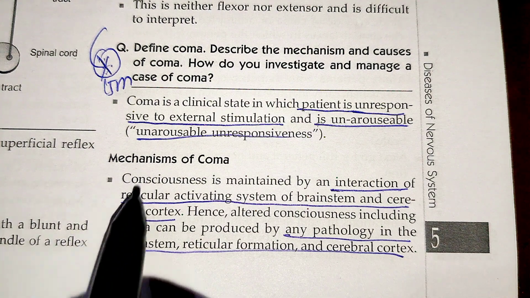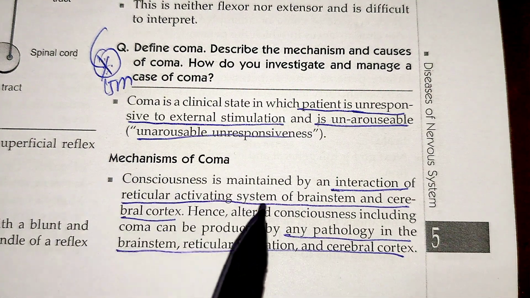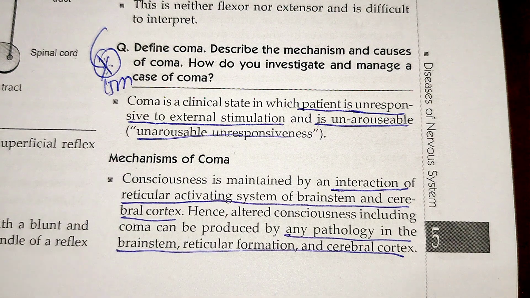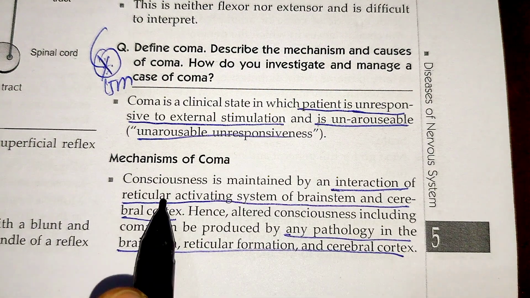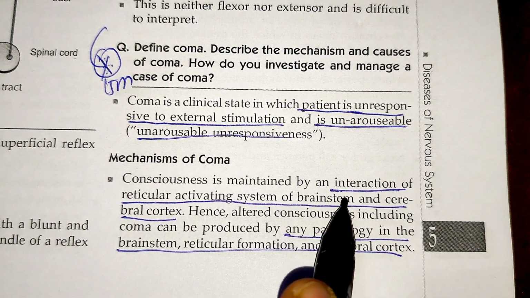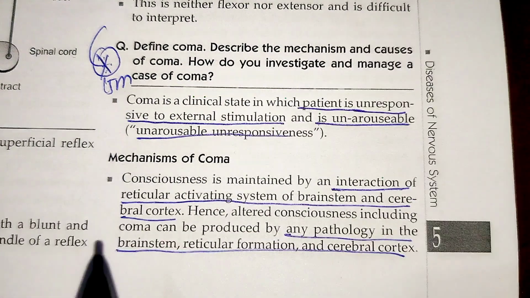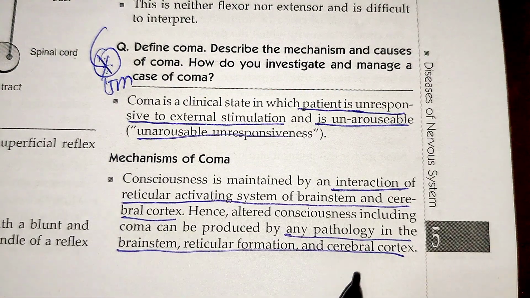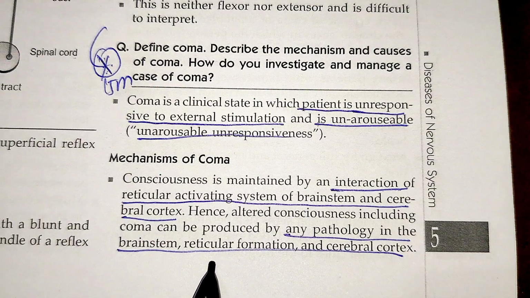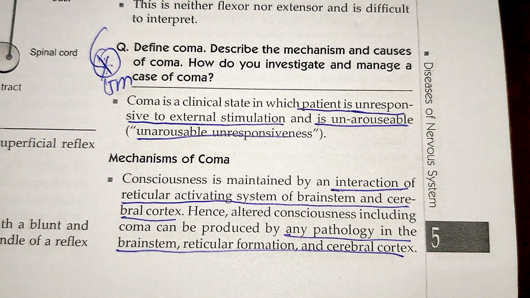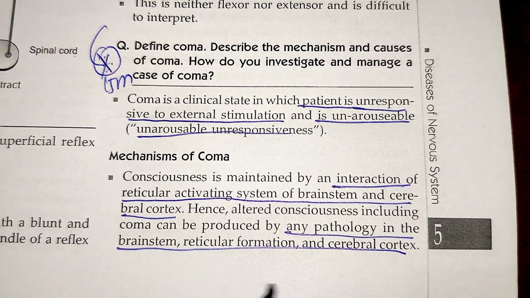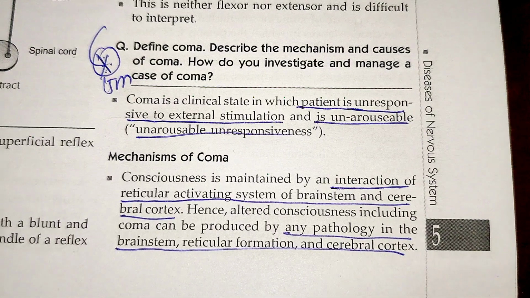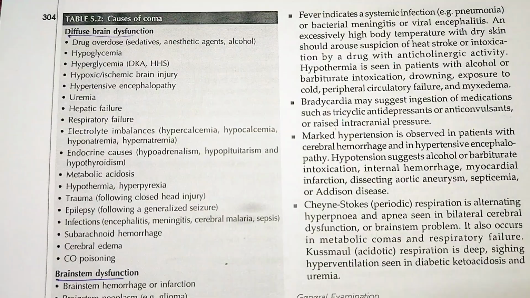So, mechanism of coma. Actually, consciousness is maintained by the interaction of the reticular activating system of the brainstem and the cerebral cortex. So, any pathology in the brainstem, cerebral cortex, and reticular formation will result in coma. This is about the mechanism of coma. Let's see the causes of coma.